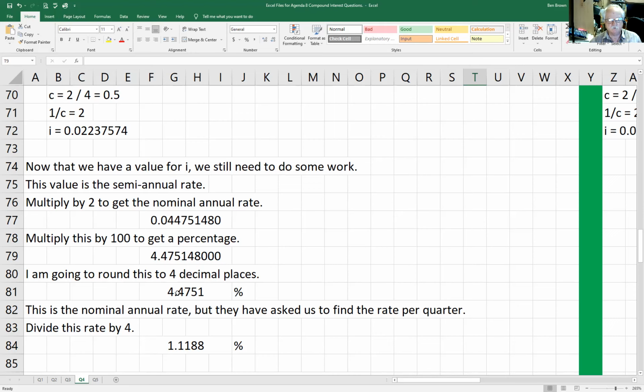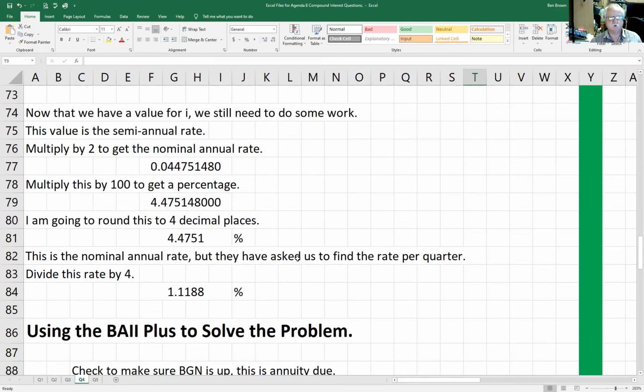So I got a percentage of 4.4751%. And they've asked us, strangely enough, to find the rate per quarter. So I divided this by 4 and got this. So that was a fairly painful process because of the way that Excel gives us the answer.